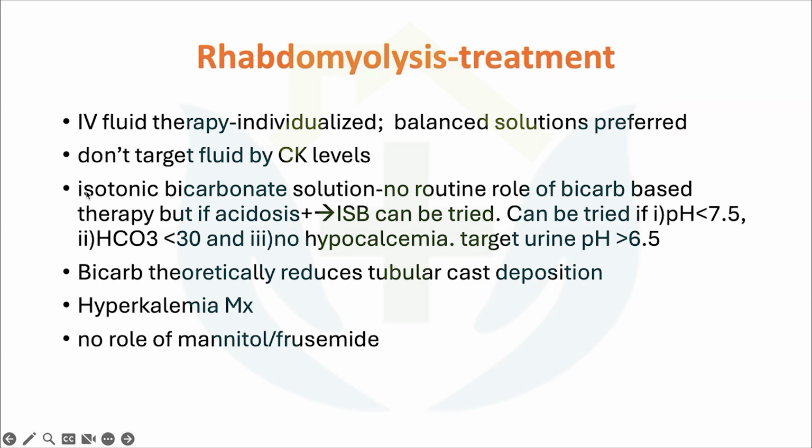So this one is again about when we can use isotonic bicarbonate. Isotonic bicarbonate can be used if there is no alkalosis. So pH should be less than 7.5, bicarb should be less than 30, and there should not be any hypocalcemia. If you are using bicarb, you give a lot of alkalinizing agents, and if there is hypocalcemia along with that, there might be hyperphosphatemia, and all these things can cause clogging of the renal tubules by calcium phosphate crystals or calcium carbonate crystals, so avoid it if there is existing hypocalcemia. Sorry, there is no role of mannitol or furosemide. Mannitol can even be harmful. And other than that, rhabdomyolysis can have significant hyperkalemia. So in those cases, we have to manage it.